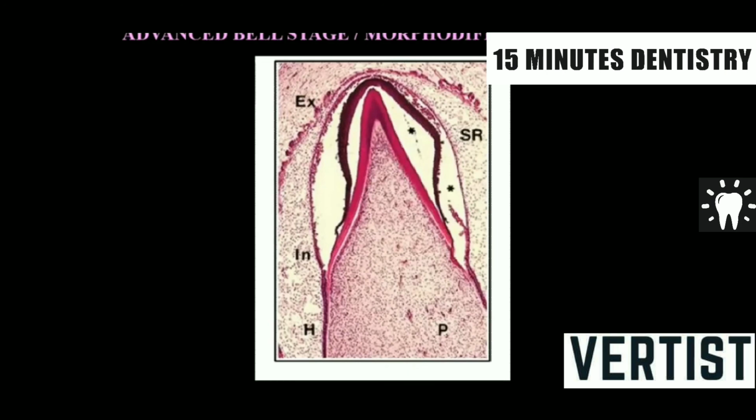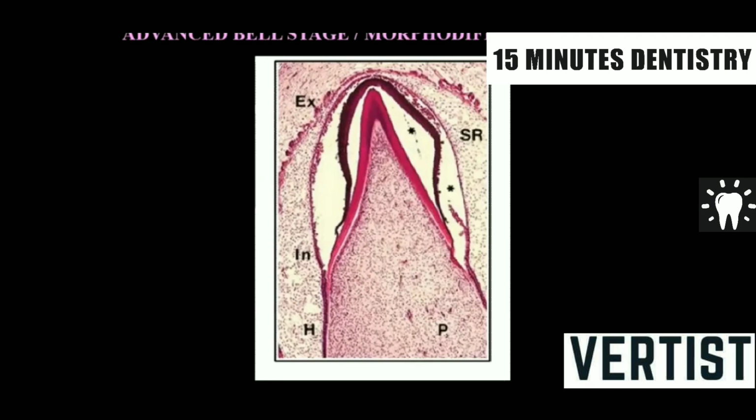And in case of advanced Bell stage, you can say morphodifferentiation has taken place. Till Bell stage, in the cap stage and the bud stage, there is proliferation. While in case of Bell stage, you get histodifferentiation. The cells start differentiating. Histo means cells start differentiating. In morphodifferentiation, they start forming the structures they're supposed to form. So in morphodifferentiation, inner enamel epithelium got converted into ameloblast, odontoblast, and dental pulp. Ameloblast give rise to enamel, odontoblast give rise to dentin, and dental papilla becomes dental pulp.